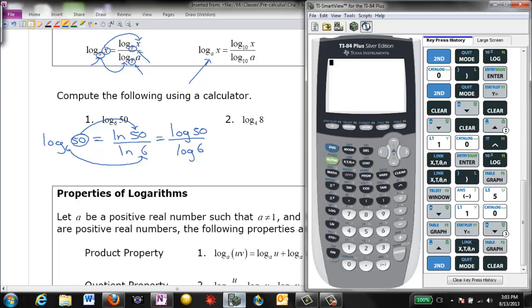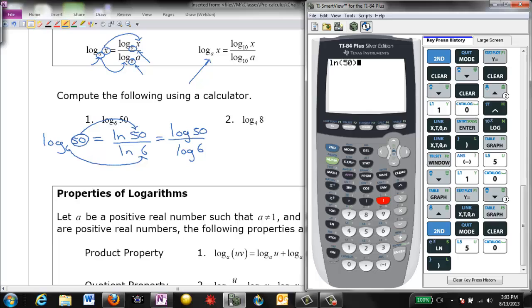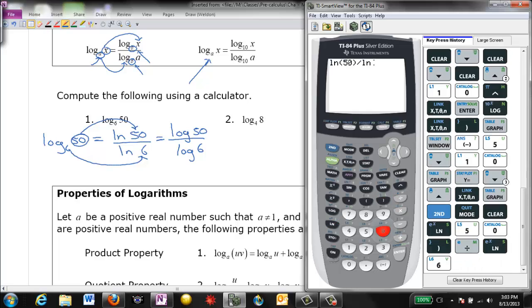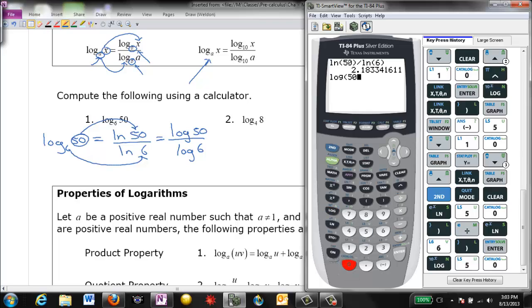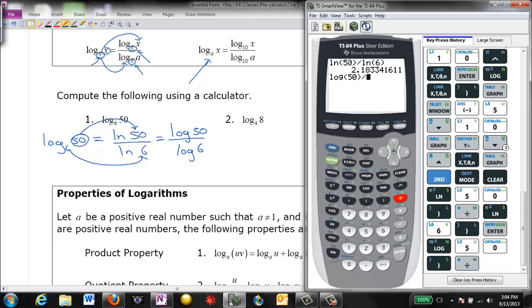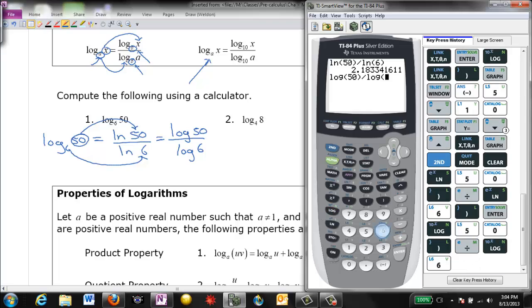Let's take a look at our calculator and see what happens here. I'm going to do natural log of 50 and divide that by the natural log of 6. I hit enter, and there we go. We get 2.1833. If I wanted to change it to base 10, I could. I told you before that the log of 50 divided by the log of 6 would get me the same thing, and sure enough, it does. You see we get 2.18 no matter what base we switch to. There's a quick demonstration of how to use that change of base formula.